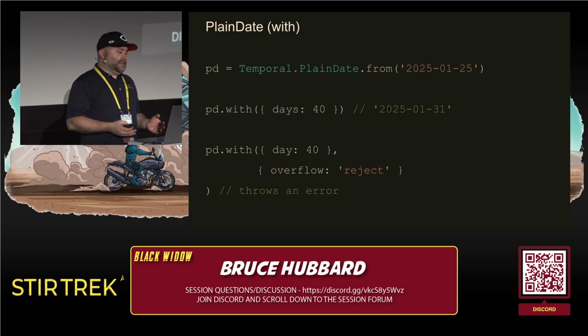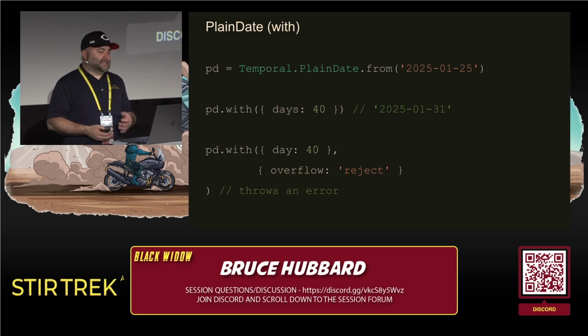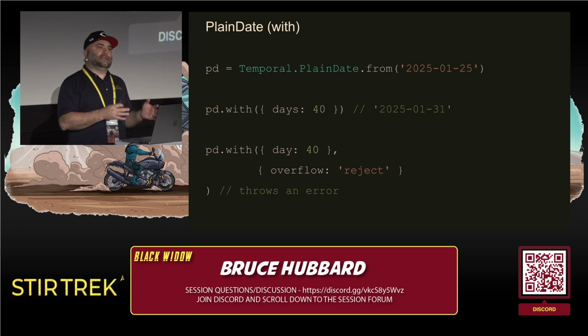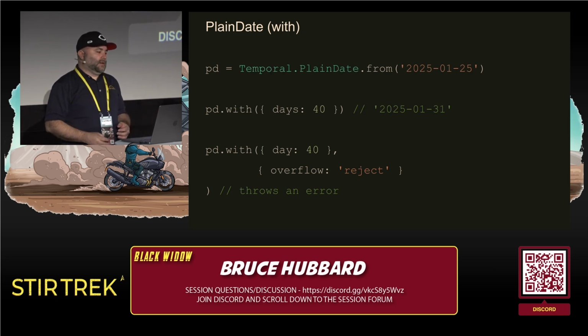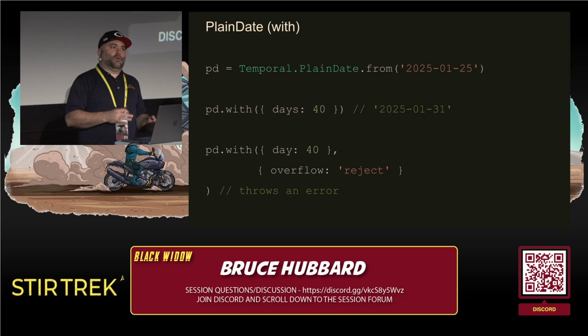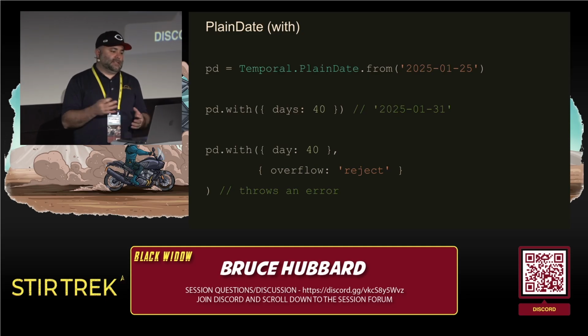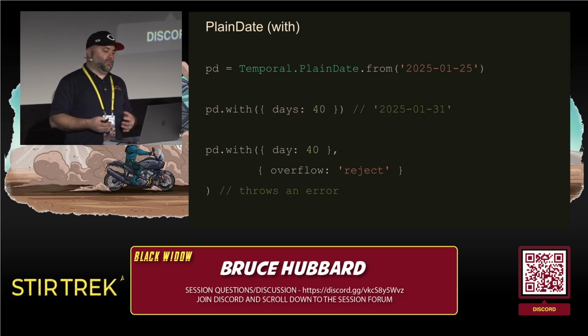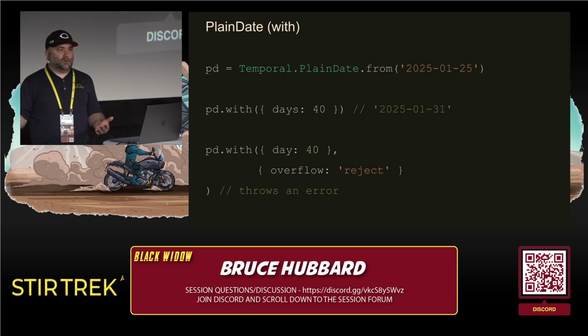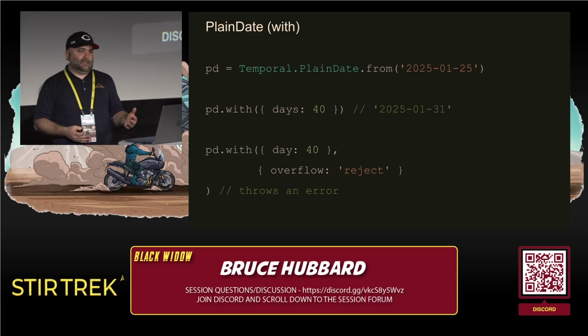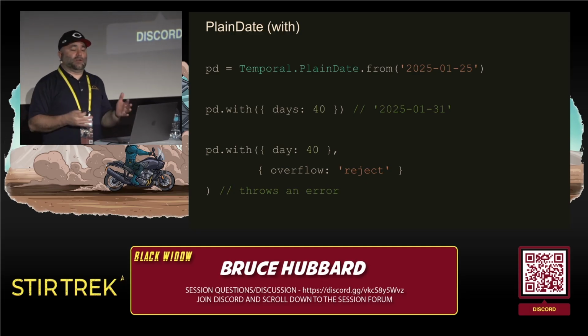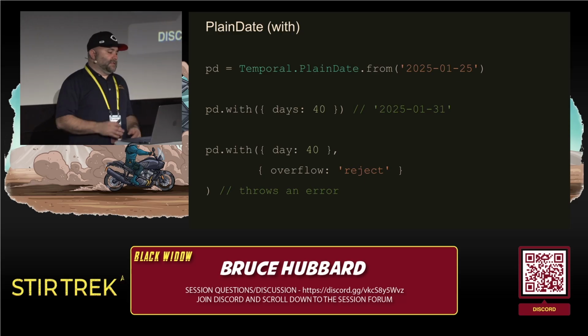There's an additional method that I wanted to point out called with. If you have a PlainDate and you want to swap out one field, it has logic to overflow properly. In this case, I did January 25th, and I said with days 40. It doesn't actually set the days to 40 because there's only 31 days in January. But as you can see from the comment, it will flip it to January 31st. There is an additional flag if you don't want that behavior called overflow reject, where if you try to pass in too many days to that month, then it'll error out.